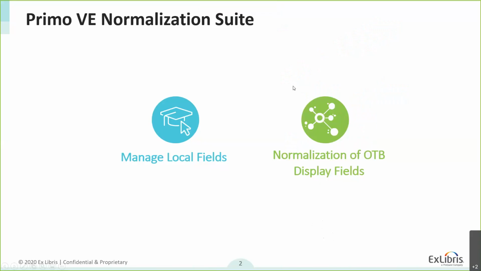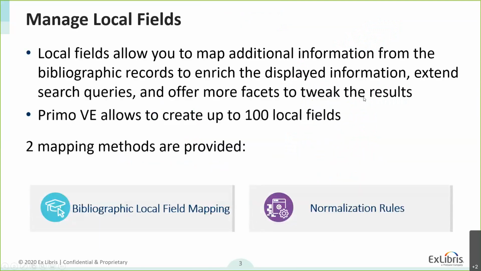So as I started, we will talk about how to manage local fields and also how to manage normalization rules of out-of-the-box display fields. So let's start with how to manage local fields. Local fields allow you to map additional information from the bibliographic records. In Primo VE, we have a large set of local fields that are the most commonly used. Those fields can be used for display, search, and facet. We've recently increased the number of local fields from 50 to 100. So you can now create many local fields.